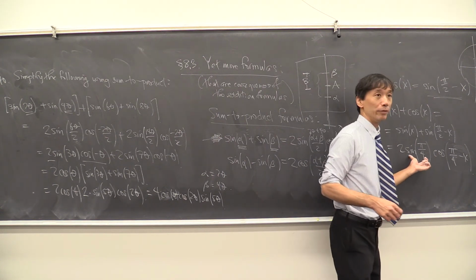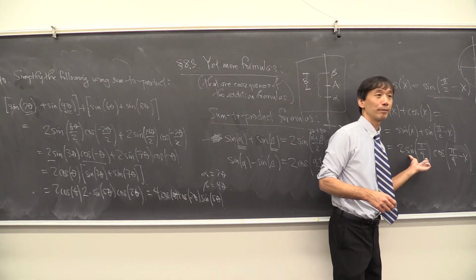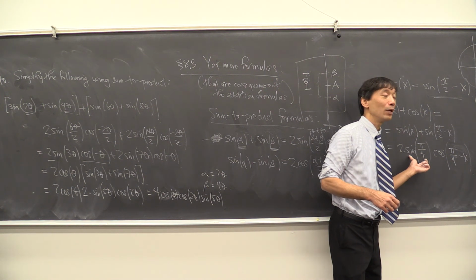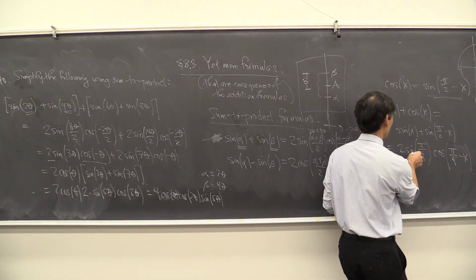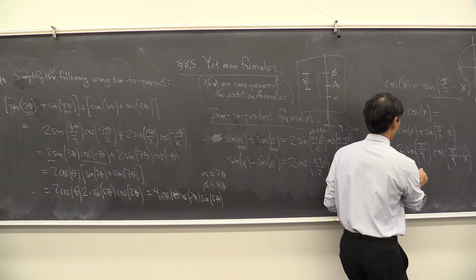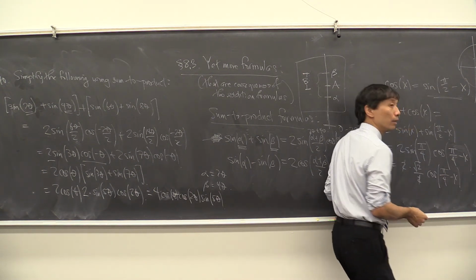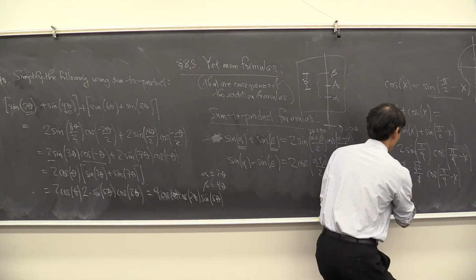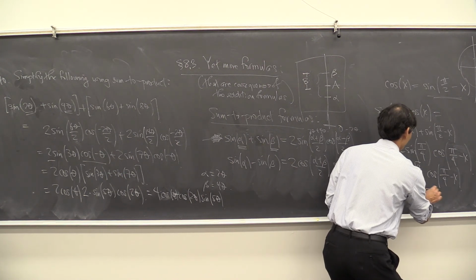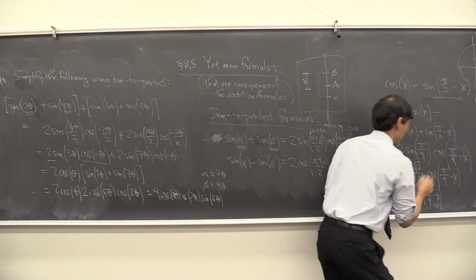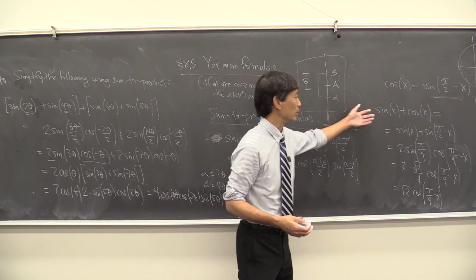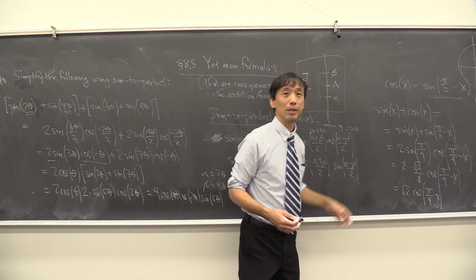And what's sine pi over 4? Anybody remember it? One over root 2, yeah, or square root of 2 over 2. So we get square root of 2 over 2 times the cosine of pi over 4 minus x. Okay, so we get square root of 2 cosine pi over 4 minus x. So that gives you some expression for this sum.